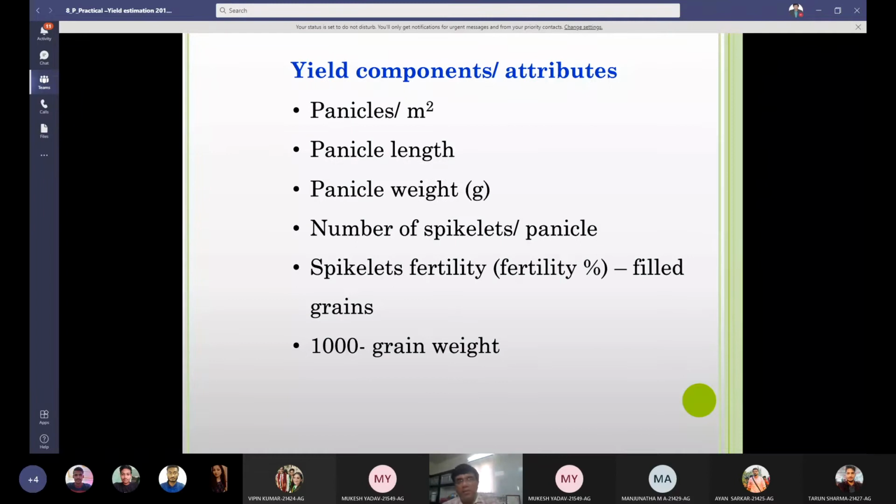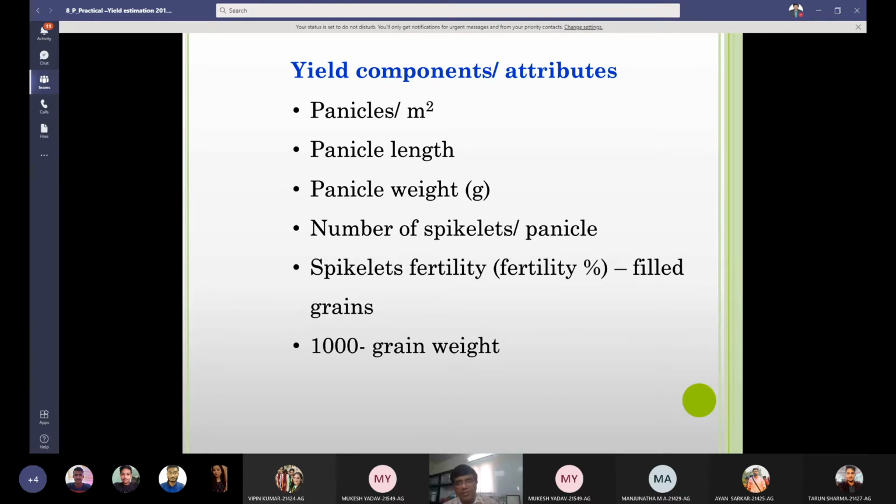Now, what are the yield components or yield attributes in rice? Panicles per meter square, panicle length, panicle weight, number of spikelets per panicle, spikelet fertility, meaning the fertile percentage of spikelets, or filled grains, and 1000 grain weight. So these are the important yield components or yield attributes of rice.